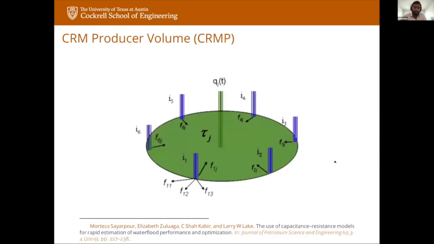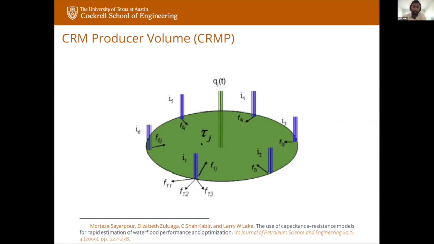The particular form of CRM that we're looking at today is going to be the producer volume version. Here we have a producer well, as you can see, this green vertical line. Then it's associated with the volume. This green circle represents that volume. It is the volume that this producer produces from. And then we have 6 injector wells in this example.